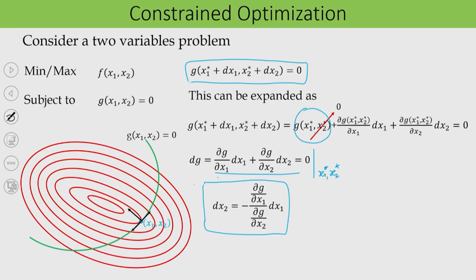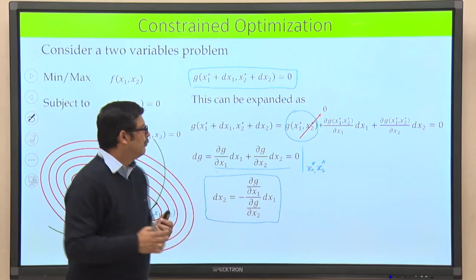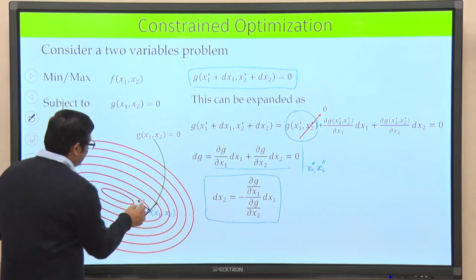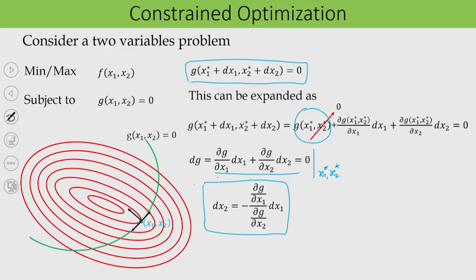So, what is this relation, this equation, giving? Suppose I want to change the value of x1 by dx1. The corresponding dx2 I can calculate using this equation, and only then will the new point be an admissible point.